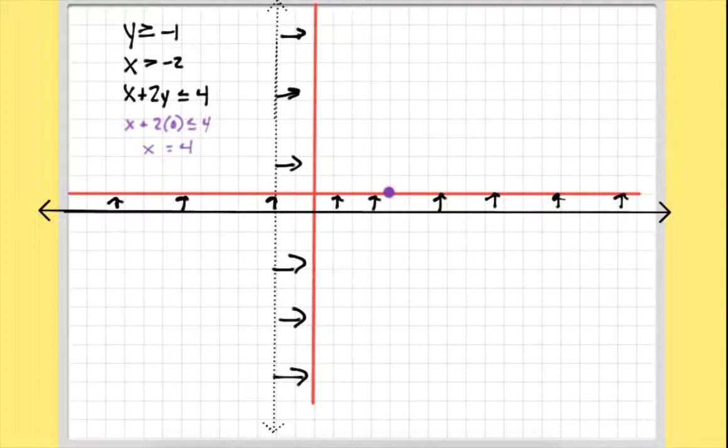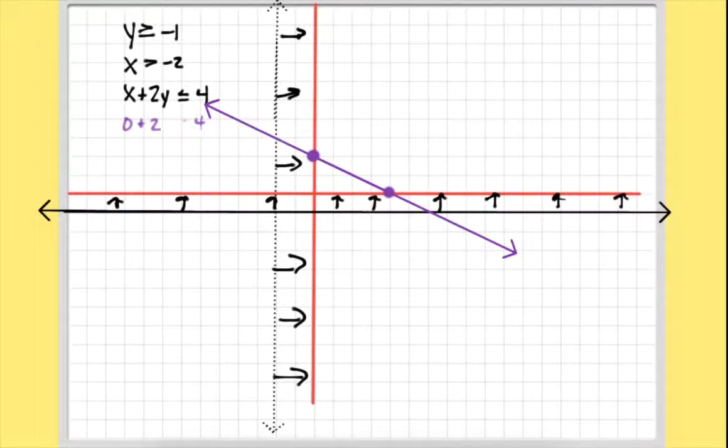Okay, and then to find the y-intercept, I plug in 0 for x. And I get y is 2. Okay, and just write equal to. Okay, so that's our y-intercept at 2. So I got those 2 points, which I can connect with a solid line because it's less than or equal to form my line.